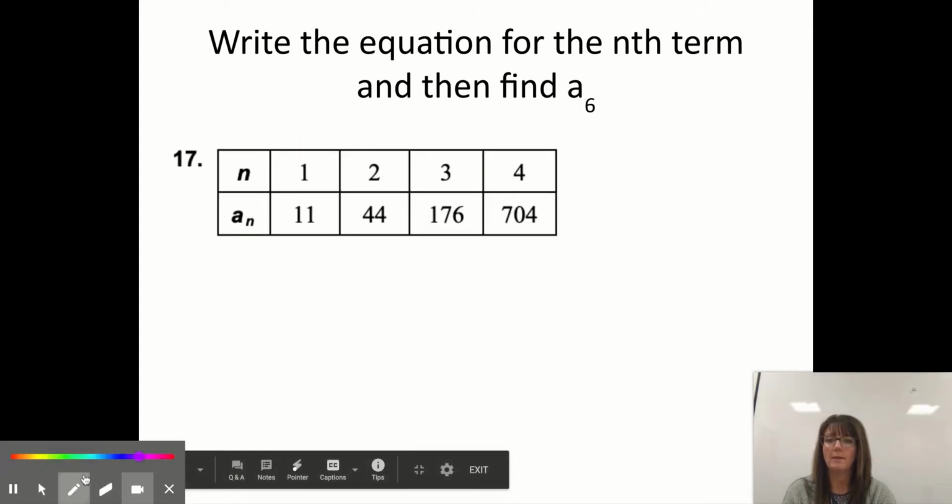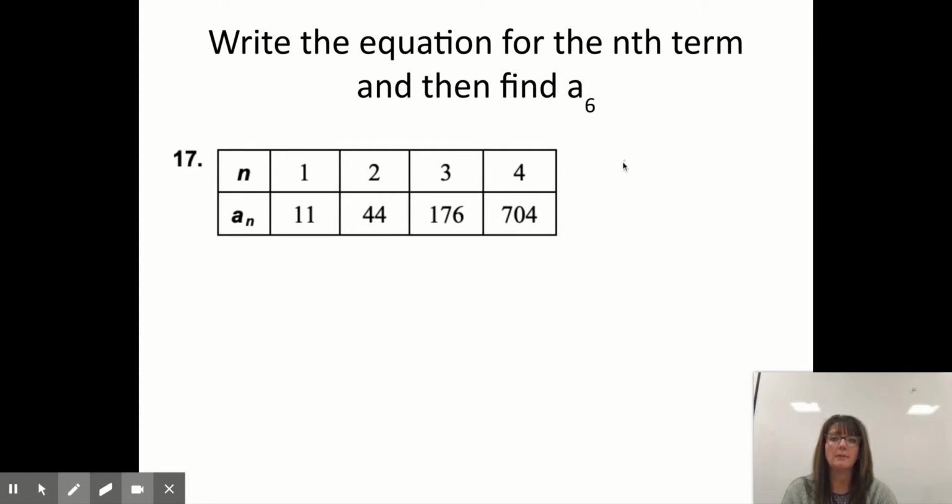Okay, what if we have it in a table? So I would like for you to tell me what the first term is, okay? So pause the video. You can tell me what a sub 1 is, and I want you to tell me what r is. A sub 1 and r. Please pause the video and answer that question right now. All right, now that you're back, a sub 1 is 11, and the common ratio, it looks like it is times 4.